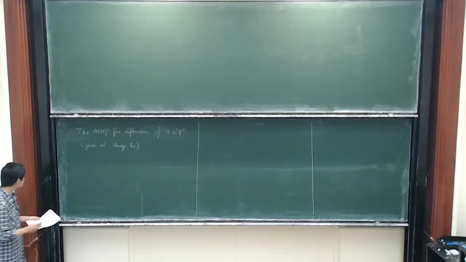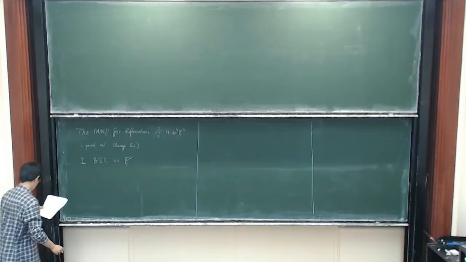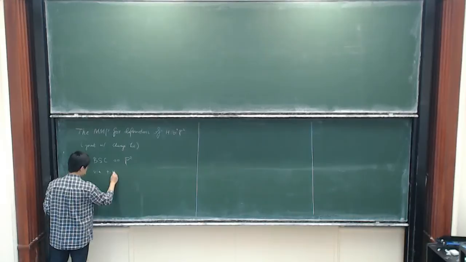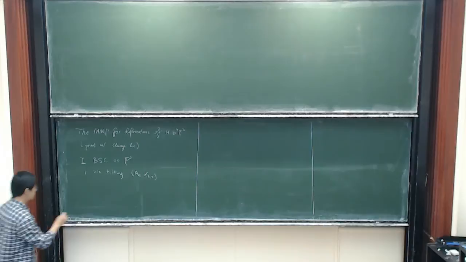So the first thing, I just want to recall something from Bridgeland stability conditions on P2. This is really a nice story. Basically, we want to construct some Bridgeland stability conditions on P2, and the first way to do this is via the so-called tilting method. You get something like A_s and Z_{t,s}, depending on two parameters, s and t, for t positive, and s could be an arbitrary real number.